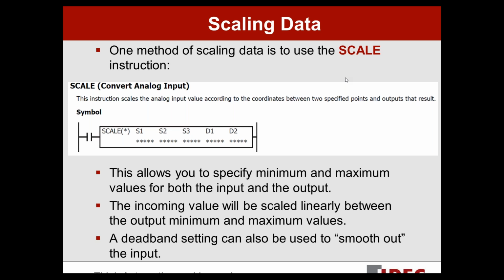The scale instruction also has a deadband setting. Now, what that lets you do is, in essence, lets you kind of filter the input that's coming into the instruction. So if you have an input that's kind of bouncing around a little bit and you don't necessarily want small changes to affect your output, you can use a deadband setting. And we'll go over an example of a scale instruction without deadband and also an example with, so you can kind of see the difference.